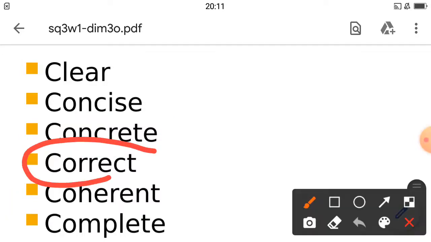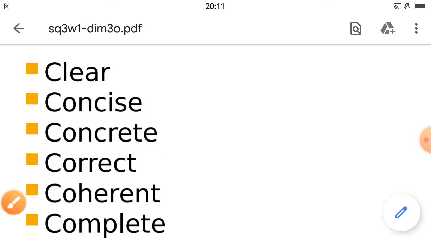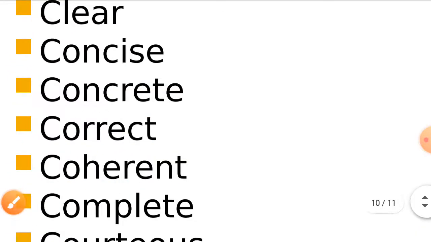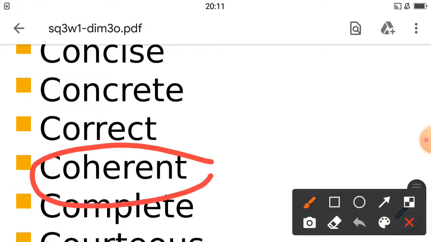The next C is correct, which means communication should be error-free. For instance, we should check errors like grammatical errors, punctuation errors, and so on and so forth. And then the next C is coherent. Coherent means whatever we say or write, it should be very logical. All the points are well connected and relevant to the main topic. And the flow of the text is very, very consistent.